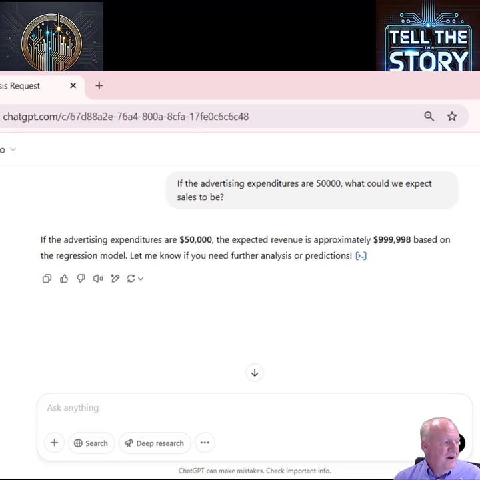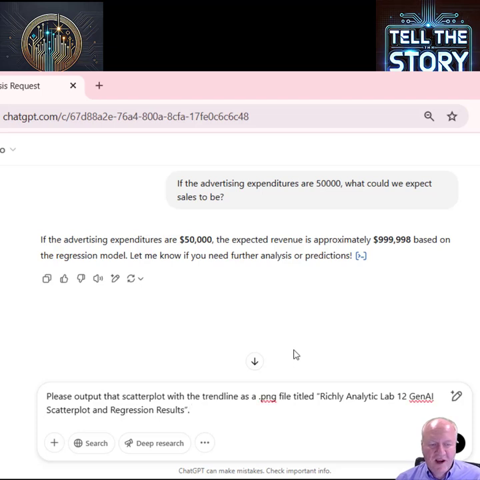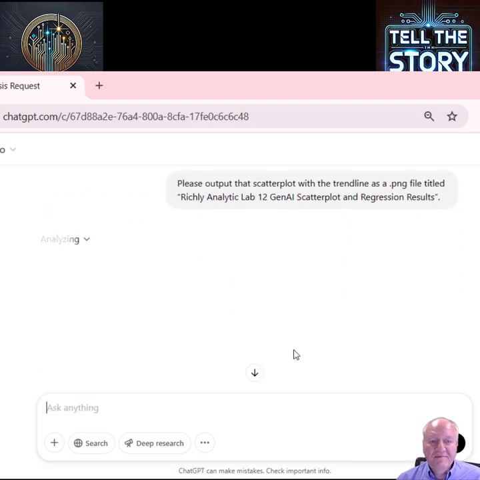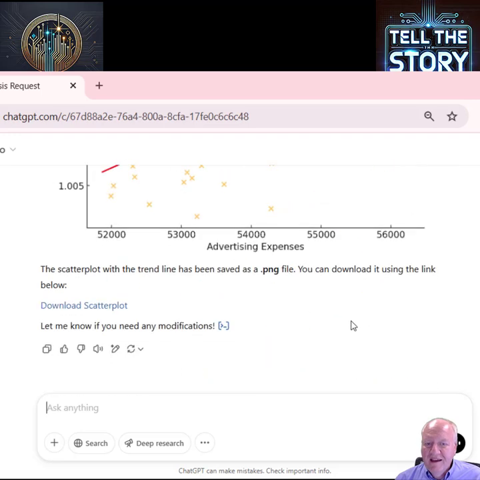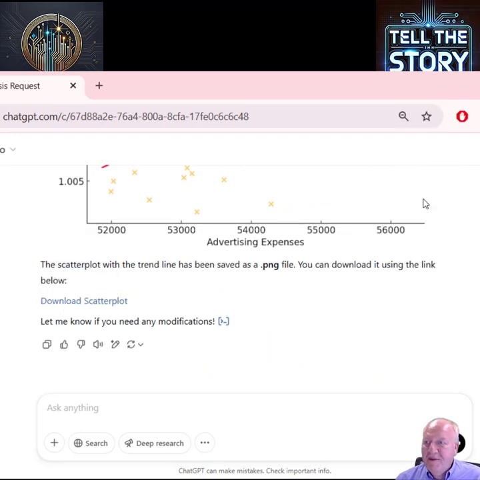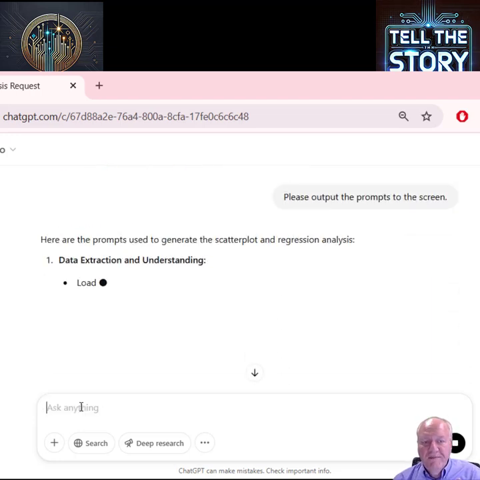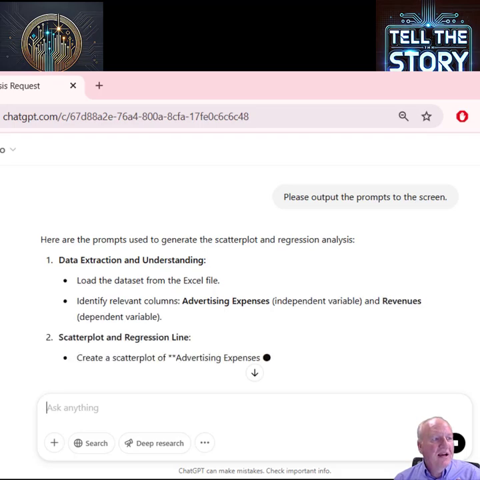And so now I'm going to go ahead and output that scatter plot with the trend line as we try to tell this story. And I put that into a PNG file, and then also asked it to provide the results. So you can see that here, download the scatter plot, it shows up here, that's something we could download. And then finally we could just say, please output the prompts, whether it be to the screen or to a Microsoft Word file. But here it's kind of going one by one. So that completes this lab.